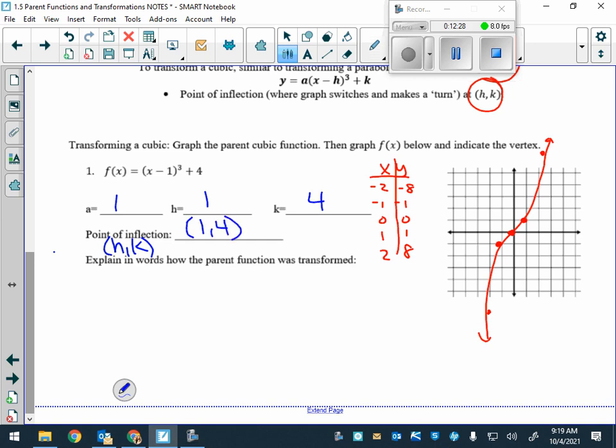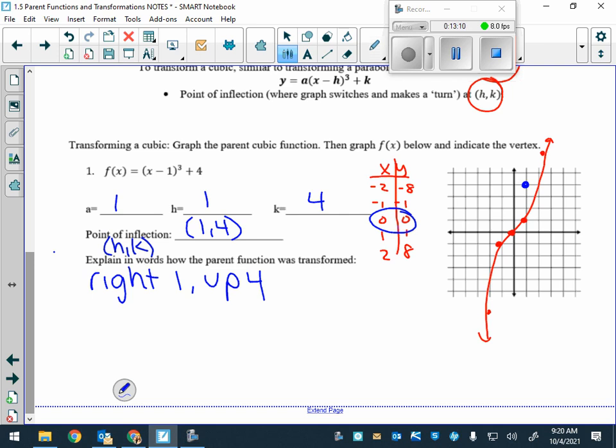Okay. So based on my point of inflection for the parent function, 0, 0. If I needed to go to 1, 4, what transformations occurred? Victoria, what's 1? Careful. The right one. 0, 0. Okay. What other transformation happened, David? Up 4. Okay. So the transformations are still the same.